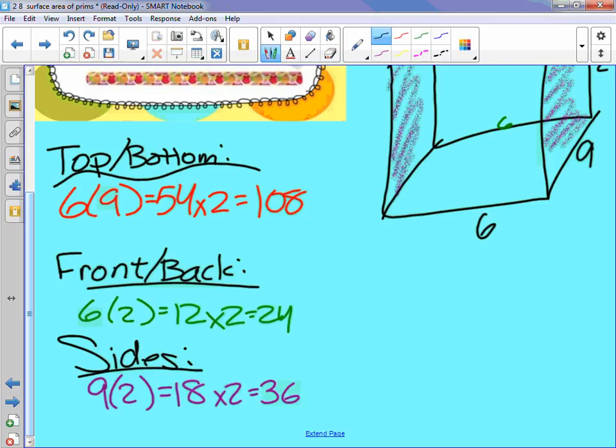So here, if I ask for your total surface area, what do I do?